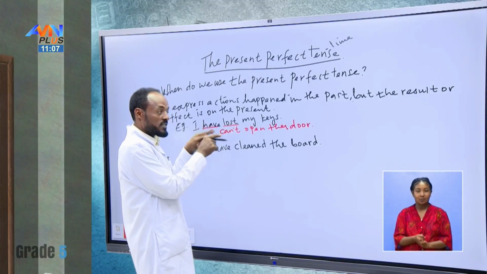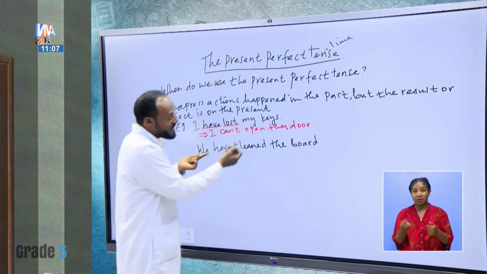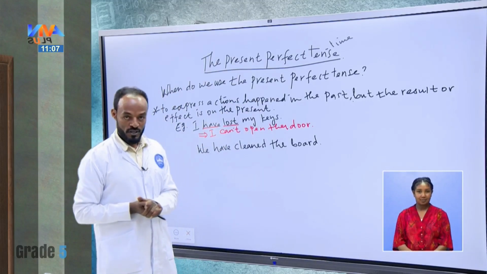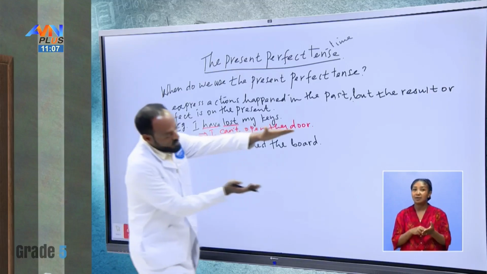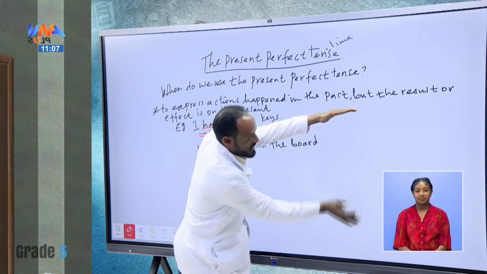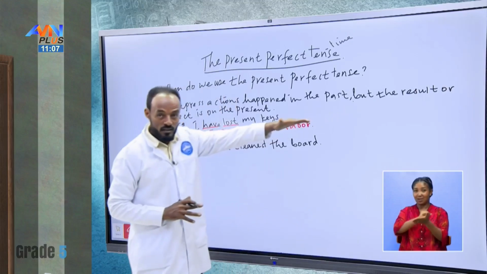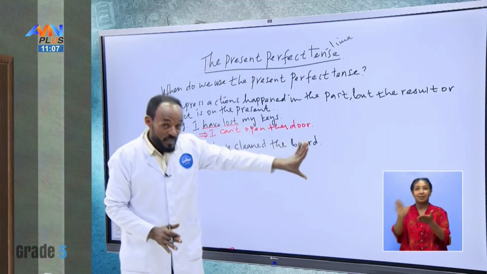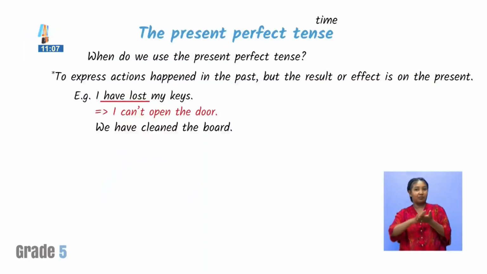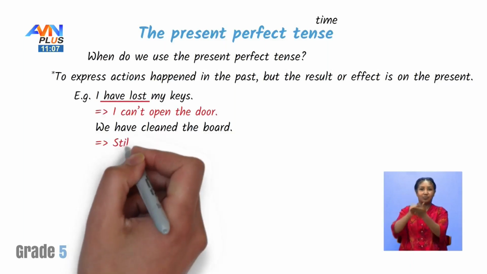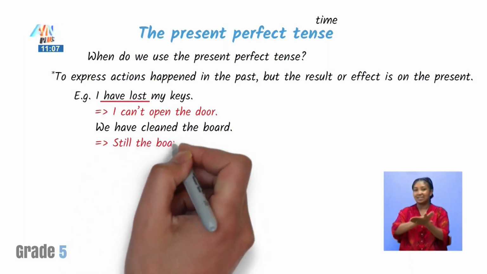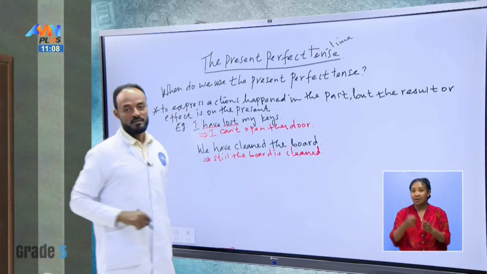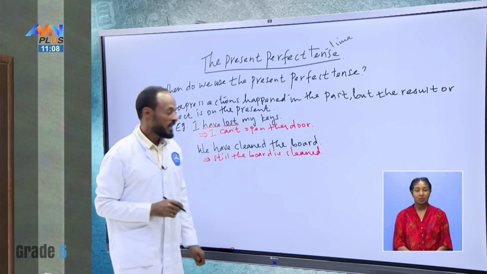Okay? So, what about the second one? We have cleaned the board. Here, let's say this one as example. This part is cleaned. Okay? This white and clean. So, when we say I have cleaned the board, this means it's still, yes? Still the board is cleaned because the result is present. Okay? Bravo.